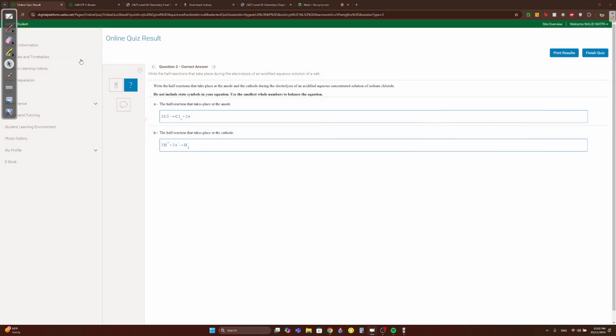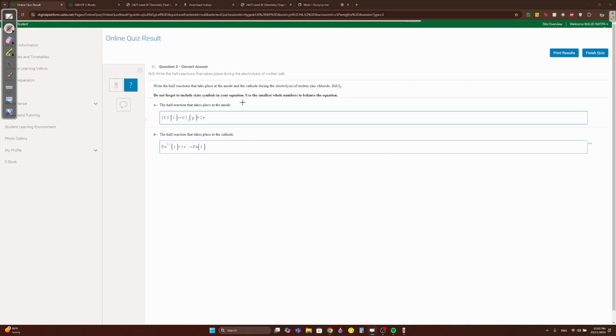Question 3. Write the half reactions that take place at the anode and cathode during electrolysis of molten ZnCl2. Now, again, we're doing molten. Molten is so easy because quickly, you know the cathode, you know the anode. Cathode, you're going to get Zn. Anode, you're going to get Cl2, right?